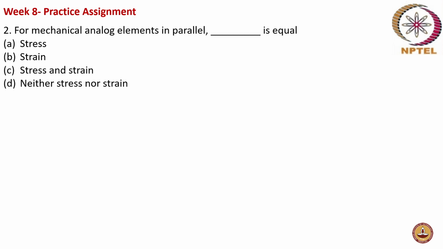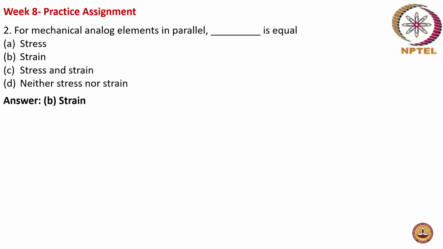Now let's get on to the second question. For mechanical analog elements in parallel, dash is equal. There was a discussion on mechanical analogs: spring, dashpot, and plastic elements. Spring element for elastic, dashpot element for viscous, and plastic element. So when these elements are arranged in parallel, which is equal? Is it the stress or the strain? Or are stress as well as strain equal? Or neither stress nor strain are equal between these elements when arranged in parallel?